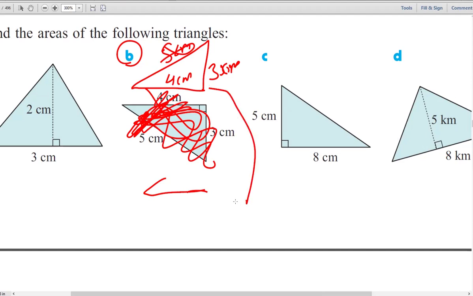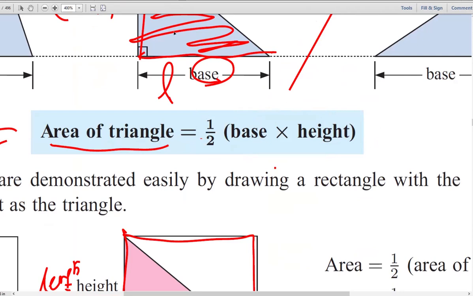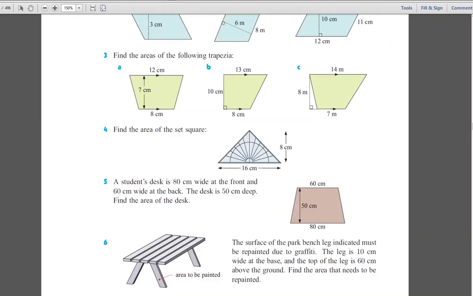12. You multiply the base and the height, and then you half it. Because if you don't half it, it's going to be the area of the rectangle, not the triangle. Because there are two triangles in a rectangle, that's why we just want to know the one triangle only. Area of this, question 1.